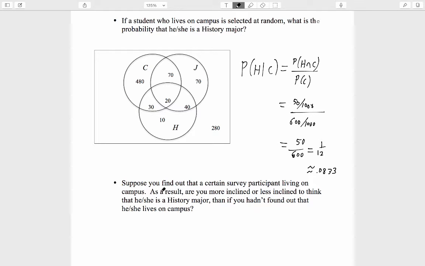Suppose you do find out that a certain survey participant is living on campus. As a result, in light of this information, are you more inclined or less inclined to think that he or she is a history major than if you hadn't found out that he or she lives on campus? As in the previous problems, we need to compare a conditional probability to an unconditional probability. The chance of being a history major in light of the new information versus the chance of being a history major without any new information.